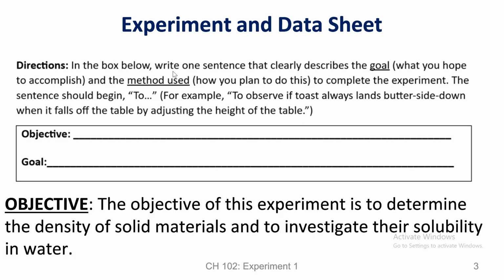So the objective that I want you to write, so you are going to write it right here, is that the objective of this experiment is to determine the density of solid materials and to investigate their solubility in water. We will be defining the word solubility, and we are going to give a definition of density during the lab. So, again, the objective of this experiment is to determine the density of solid materials and to investigate their solubility in water. So, pause the video and write that under objective.